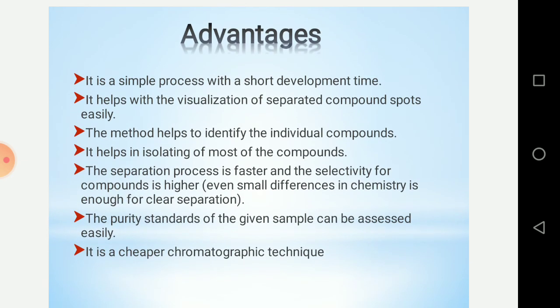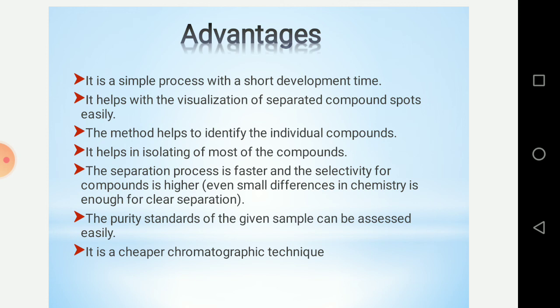So we saw the procedure. We saw how it looked. Then we are going to see some of its advantages. It is a simple process with short development time. So within a short time we can separate our compounds. It helps in visualization of separated compounds more easily, and since they are visible we can easily differentiate the spots. The method helps to identify the individual compounds after they get separated.